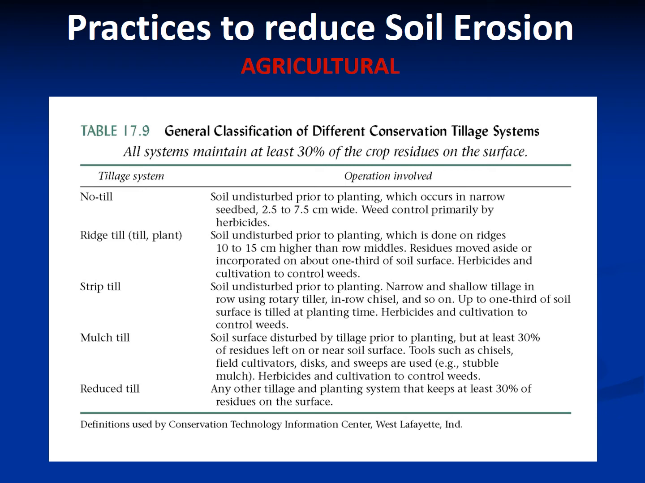Mulch tillage is when the soil surface is disturbed by tillage prior to planting, but at least 30% of residues are left on or near the soil surface. So basically 30% of the residues are left behind. Tools such as chisels, field cultivators, discs, and sweeps are used. An example would be stubble mulch. Herbicides and cultivation are used to control weeds. The stubble left behind helps to provide a protective cover for soil. Reduced tillage is any other tillage and planting system that keeps at least 30% of residues on the soil surface.